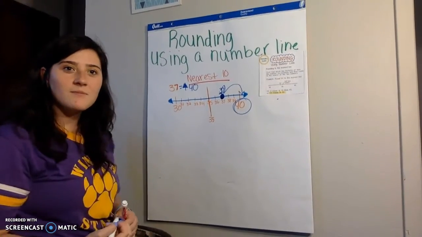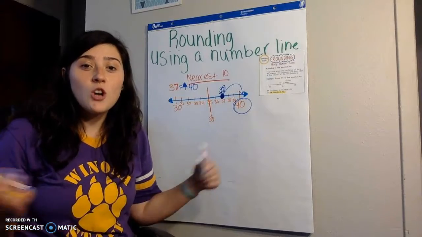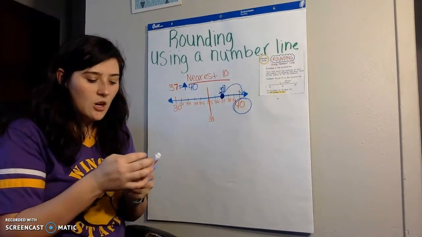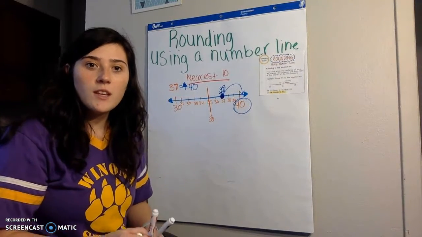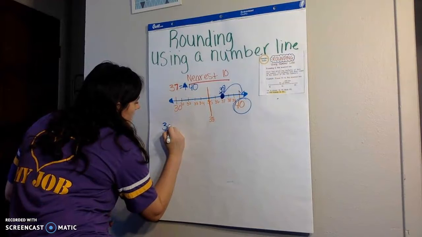to 40. Okay, so now I'm going to show you how to do this with rounding to the nearest 100. Same thing, we're going to do the same thing rounding to the nearest 100. So the number that I'm going to choose is 300.